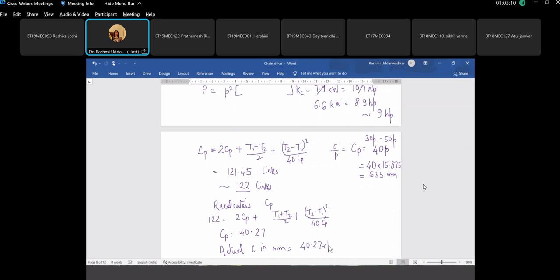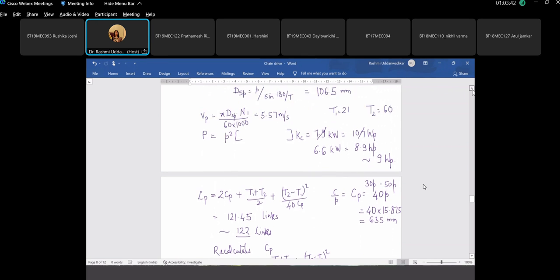40.27 into the pitch, which is around 639.3 mm, as against 635, which was assumed with 40p. With 40.278, if you go with more precision, you will get this as the actual center distance. So this is how we select a chain. Instead of designing a chain, we select a chain.